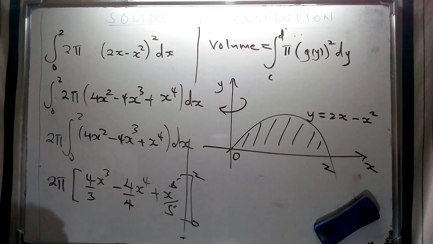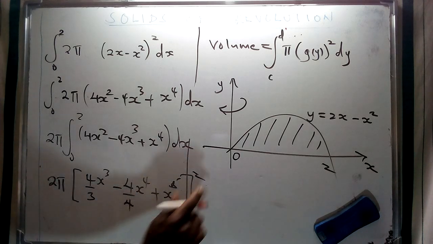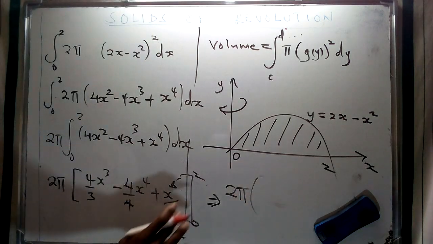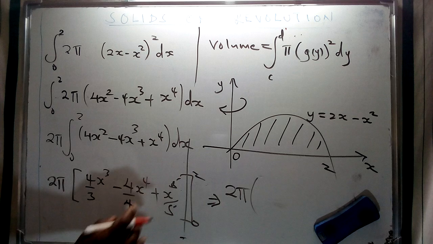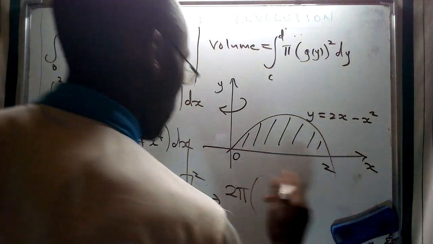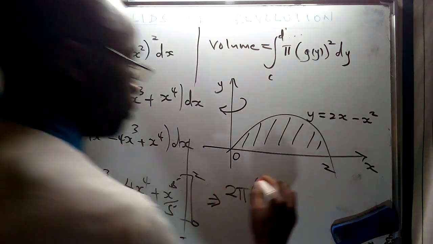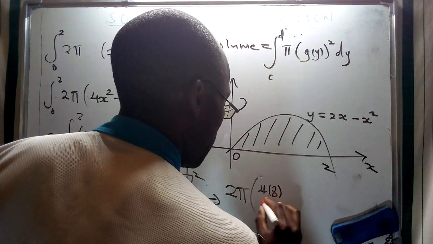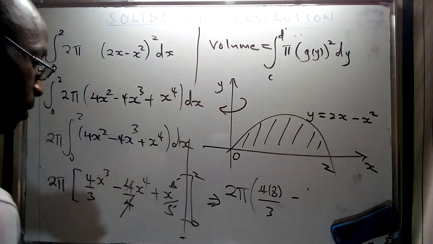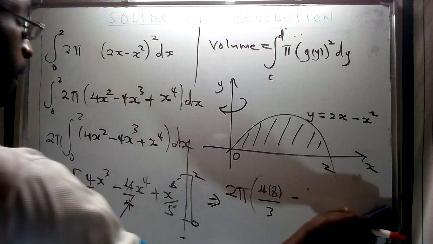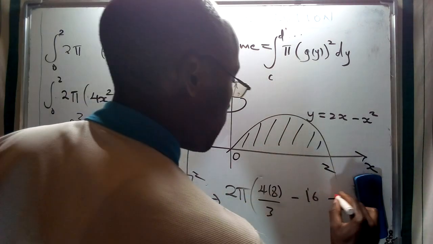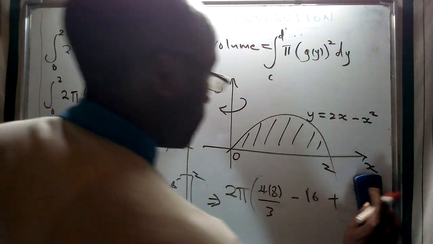And then if we do a substitution for this, we're going to obtain 2 pi into the substitution. For 0 for x it is going to give us 0, so we're going to use this first one for 2, whereby we're going to have 4 into 2 to the power of 3, which is 8, all over 3 minus, so this 4 is going to cancel, x to the power of 4, 2 is going to give us 16, and then the last one plus 2 to the power of 5 is going to give us 32.